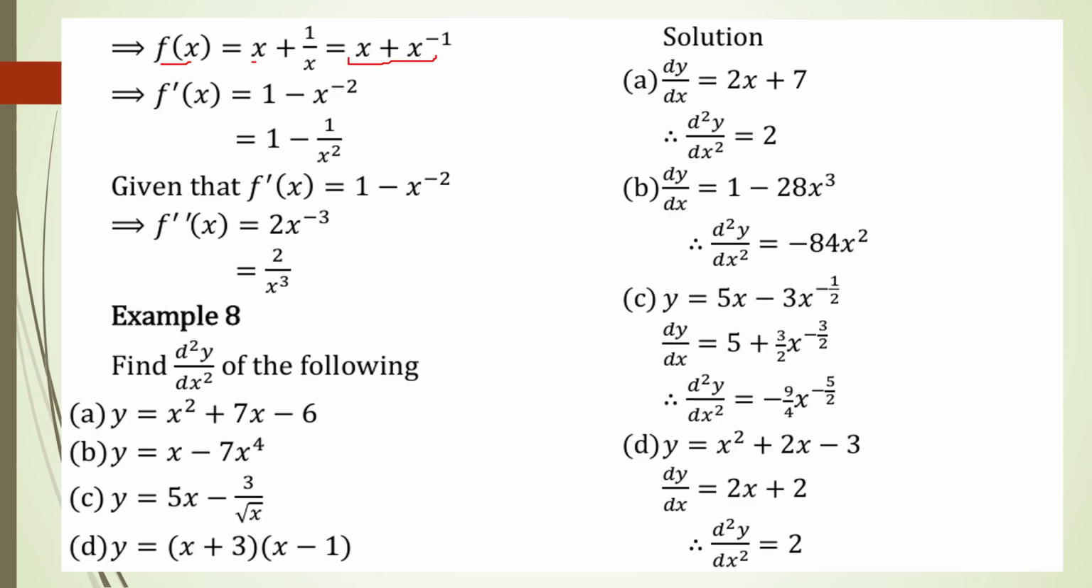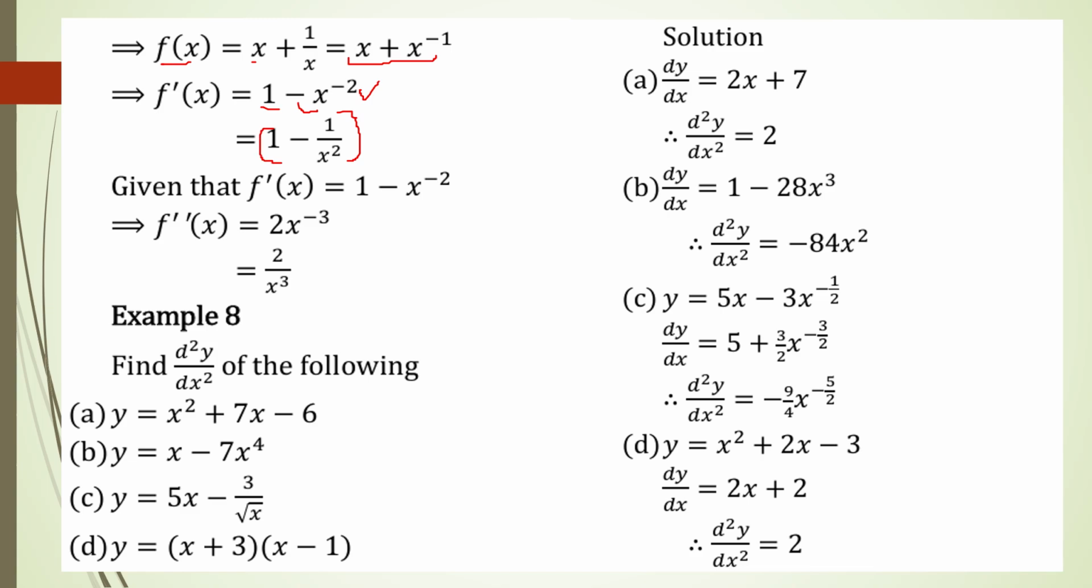Remember that you have already differentiated this. So differentiating x, you get 1. When you differentiate x to the power negative 1, you're going to get negative x to the power negative 2. And then we take it back to the fraction form to make the power positive, and we end up with the first derivative being 1 minus 1 over x squared.